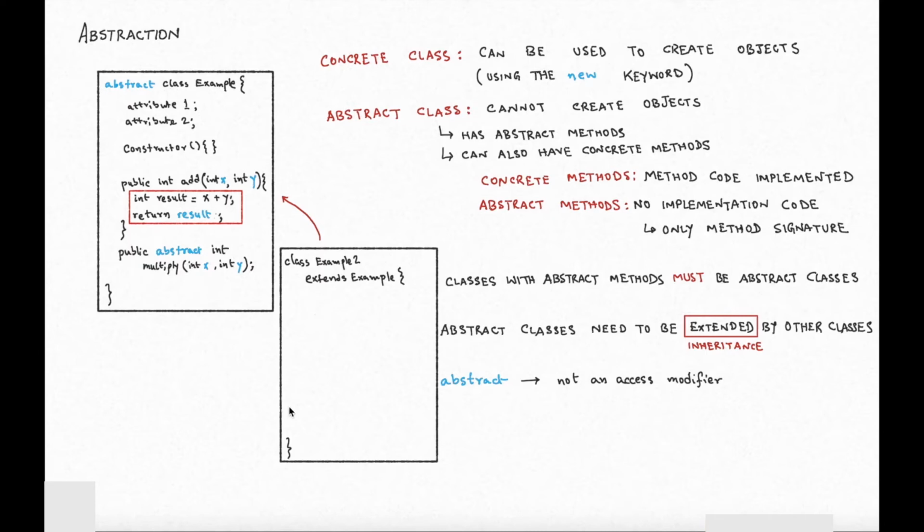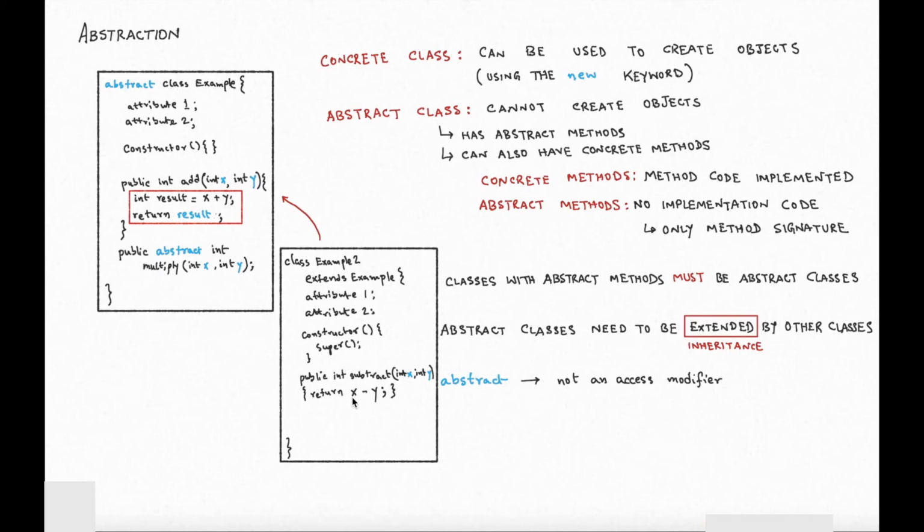Of course, it can also have its own methods. So let's say it has a subtract method of its own, and this is how the subtract method looks. Here, the subtract method has the implementation code, which means that this subtract method is a concrete method. But since example2 inherits from example, and that class has an abstract method, and we want this to be a concrete class, then example2 must implement multiply and provide its implementation code.